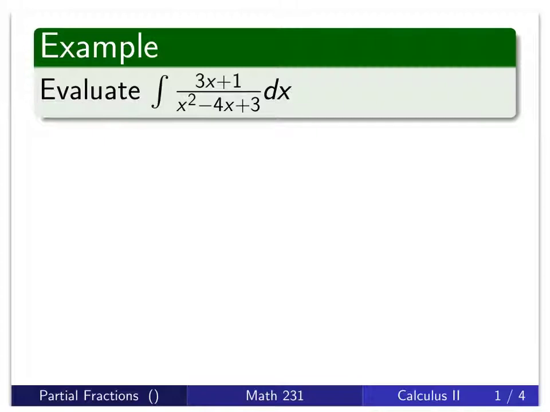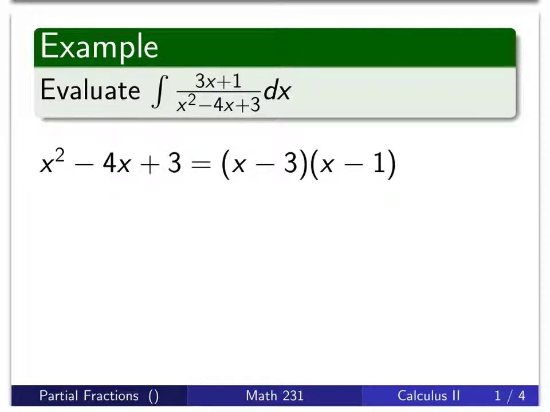Now, I might be tempted to use ordinary substitution in order to evaluate this integral. If I take the derivative of the denominator, I would get 2x minus 4. However, the numerator is not a constant multiple of that, and so substitution fails. What we need to do in order to do this is take the denominator and factor it.